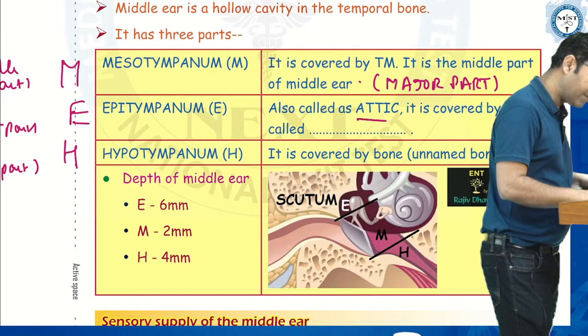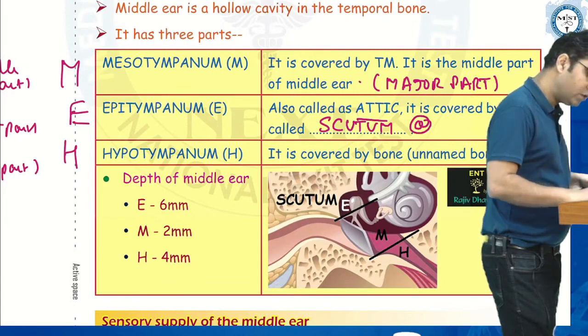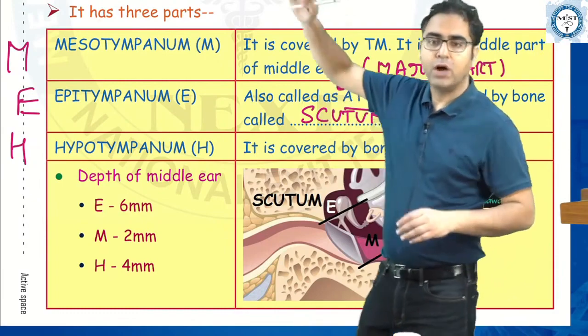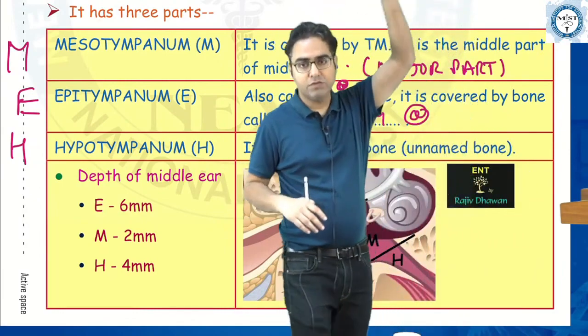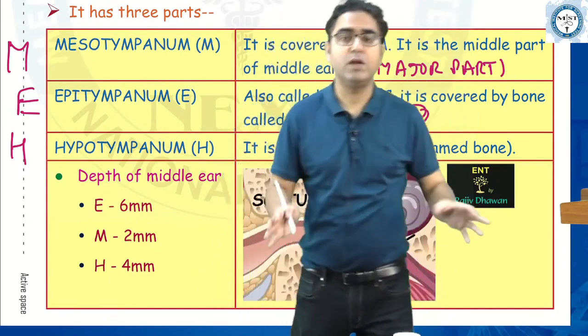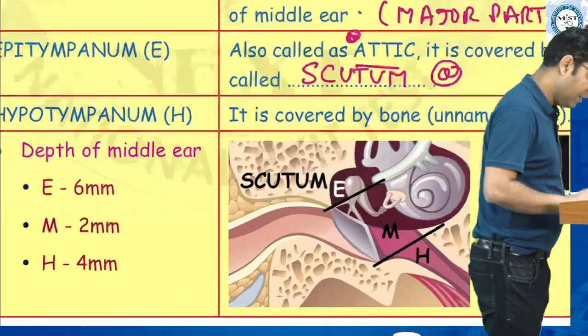Epitympanum is also called the attic, beta. It is covered by a bone called scutum, S-C-U-T-U-M. MCQ, beta. Attic is the question; you should know attic. I hope you know the English meaning of attic. Attic means the upper part of your house, beta. Attic means the upper part of the middle ear. Epitympanum is also called attic. It is covered by the bone called scutum.